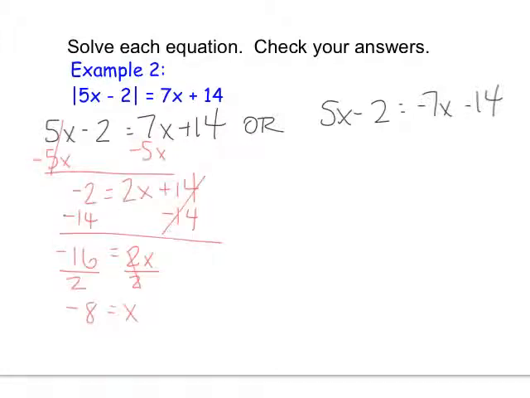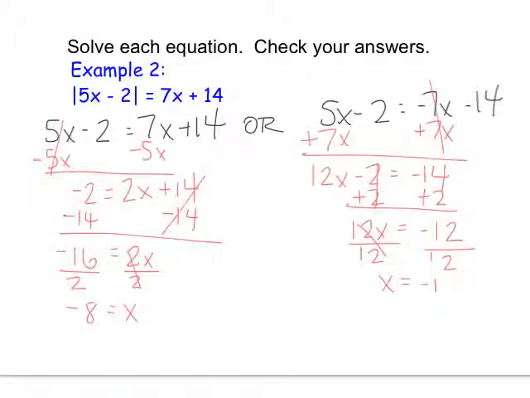So here is the left equation completely solved. If you need to take a moment to look at that, study it, understand it, then pause the video now. And here is the second equation solved. So now I've got 2 possible solutions.